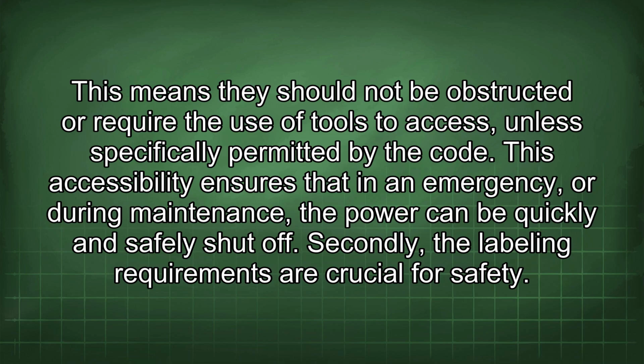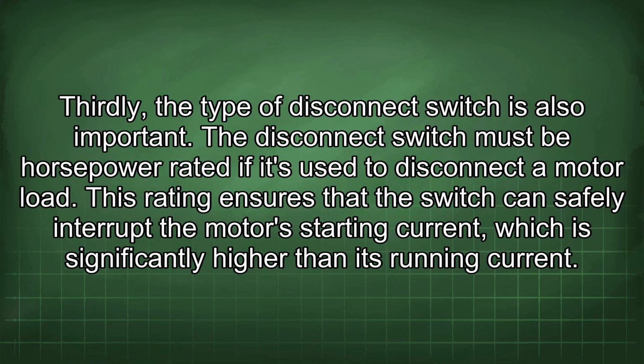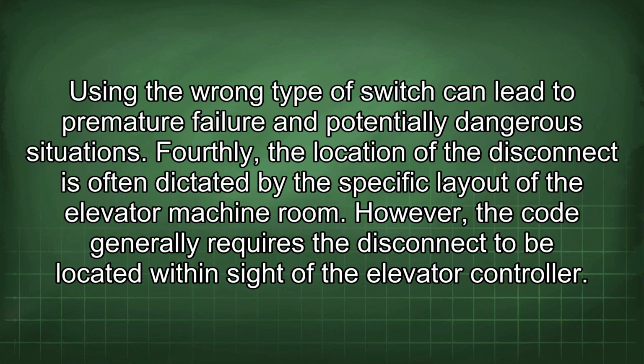Secondly, the labeling requirements are crucial for safety. Each disconnect must be clearly and permanently labeled to identify the specific elevator equipment it controls. This labeling prevents confusion and ensures that the correct disconnect is used when needed. The labeling should be durable and easy to read even in low light conditions. Thirdly, the type of disconnect switch is also important. The disconnect switch must be horsepower rated if it's used to disconnect a motor load. This rating ensures that the switch can safely interrupt the motor's starting current, which is significantly higher than its running current. Using the wrong type of switch can lead to premature failure and potentially dangerous situations.